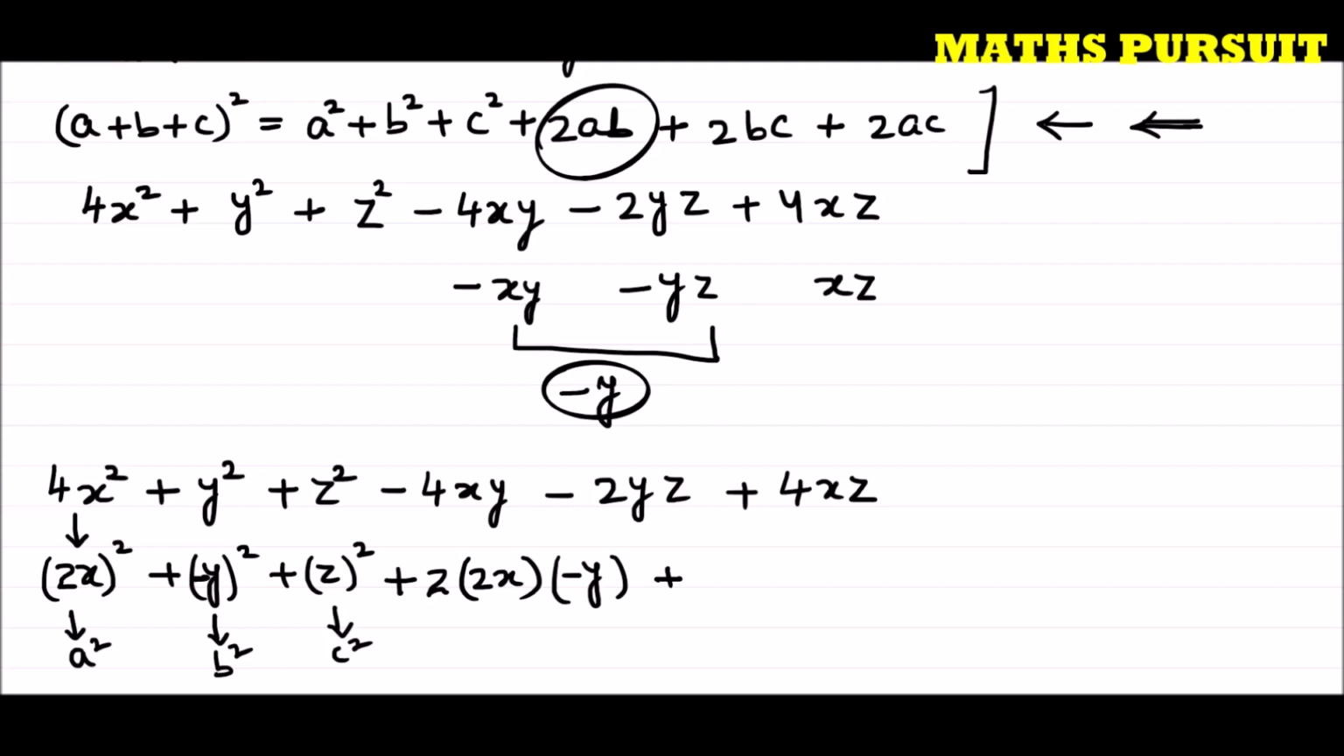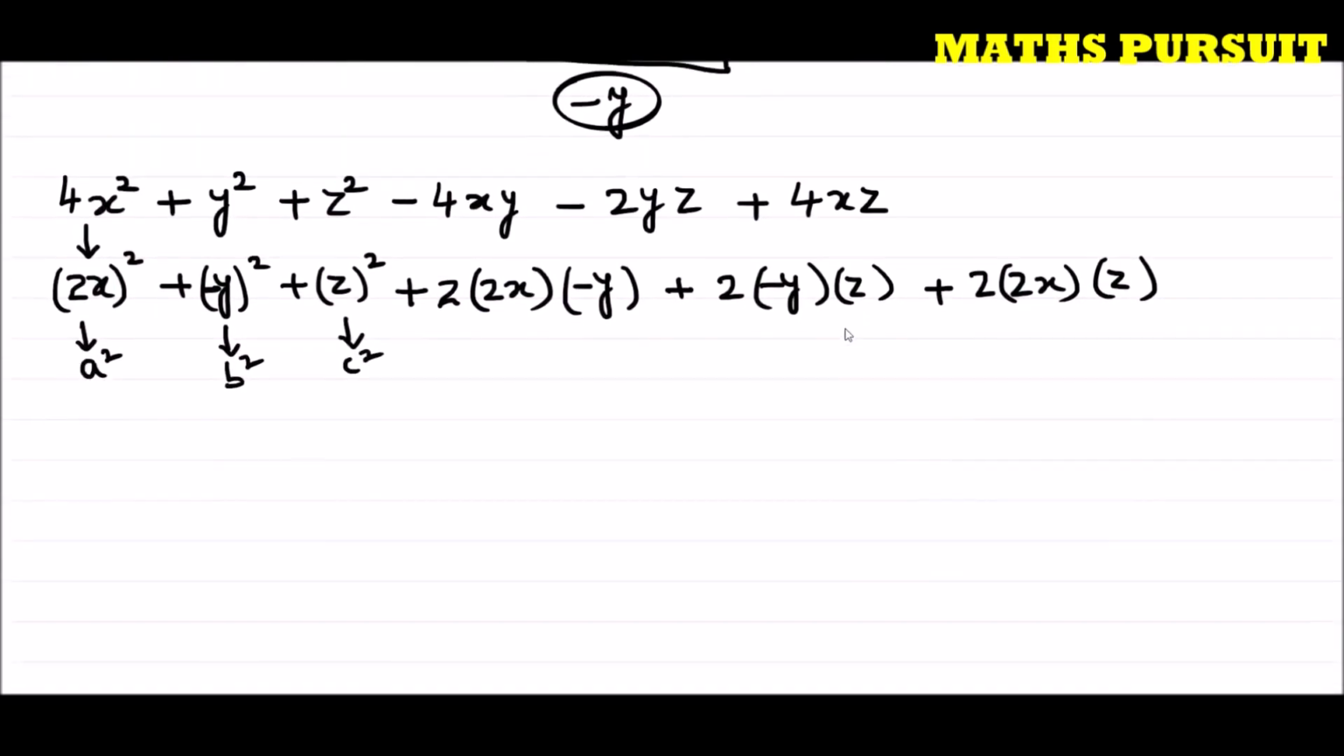Now here again we require 2bc. What is our b? Our b is minus y, so I have written minus y here, and c is z, so I have written z here. Now plus 2ac. I want 2ac here, so instead of a I can write 2x and instead of c I can write z here. Hope guys you understood this. This is very simple and very straightforward.